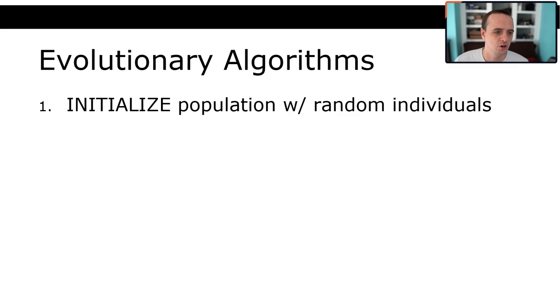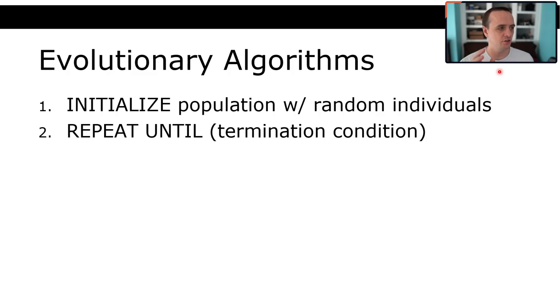First, we're going to initialize a population with just random individuals. Sometimes people seed the population with things that aren't random, but for the most part, let's just start with random individuals, random schedules for exams. And then we're going to repeat until some termination condition happens. There's a bunch of different things you could have for a termination condition. Typically, because the problems we're trying to solve are so difficult, you'll have a time limit, right? So run this for an hour or run it for 100 generations or something like that.